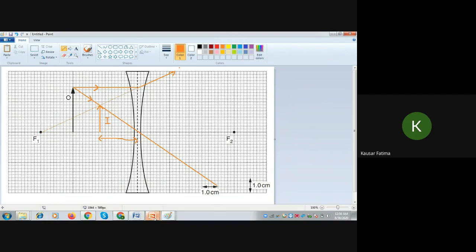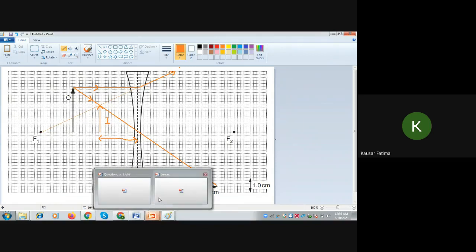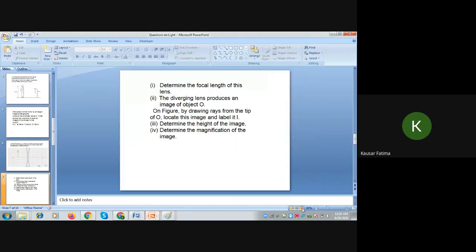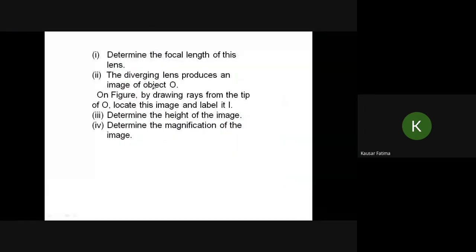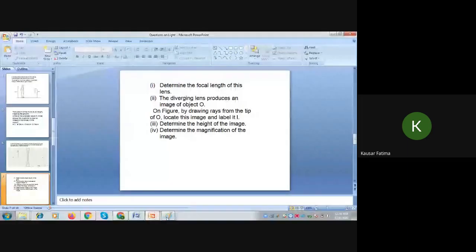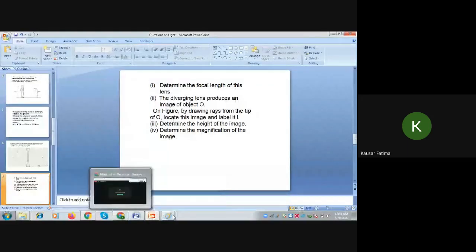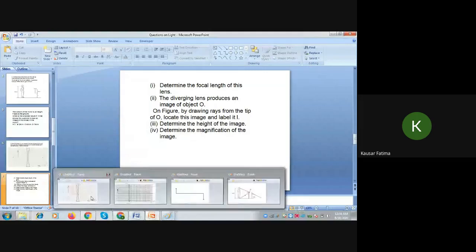And let's see what is the other part of the question. Determine the focal length. We measured it and found it out, and we also drew the two rays and located the image. Determine the height of the image and determine the magnification. So what will you do in order to measure the height of the image? This height is to be measured.